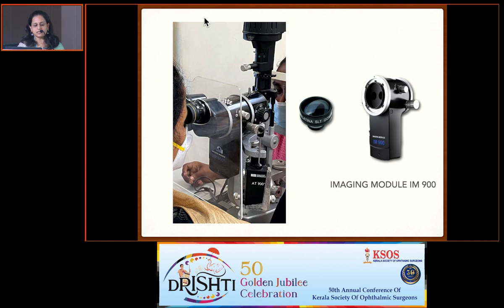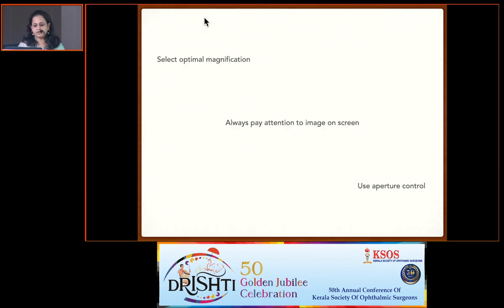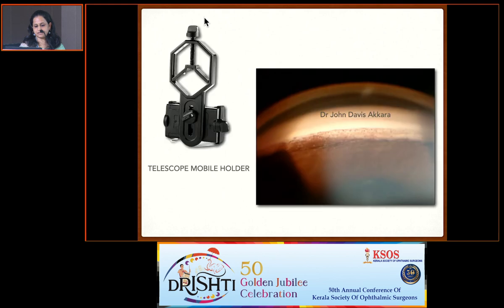So the images which I'm going to show are all taken in the BQ 900 slit lamp, Haag-Streit slit lamp, in imaging module IM900. These were taken when I was doing fellowship with Dr. Satyan sir at Coimbatore. So this gives very good imaging, and always pay attention to the image on the screen rather than looking through your eyepiece.